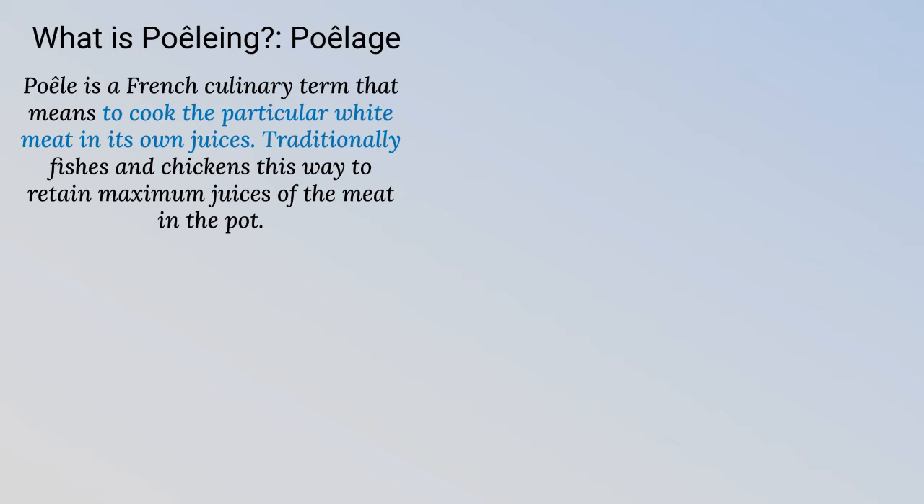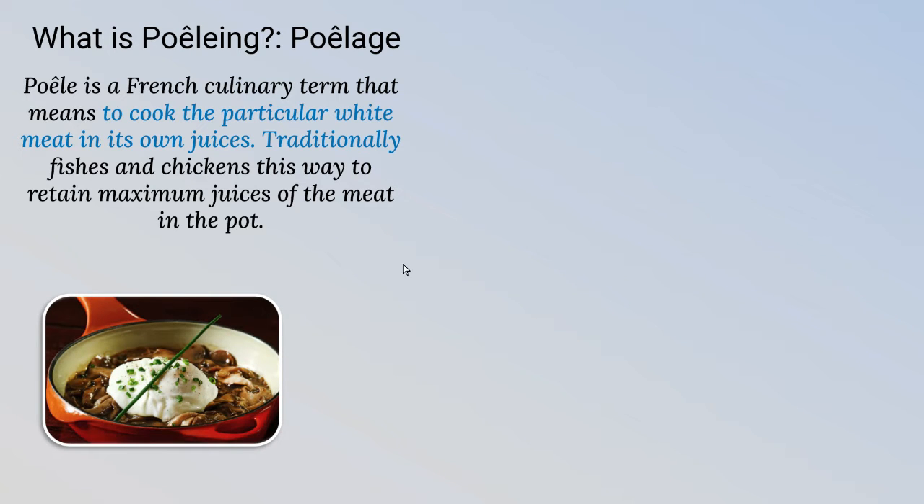So what kind of meat do we normally prefer for poêling? White meat. How is it to be cooked? It will be cooked in its own juices. You can well understand it is very nutritious, very appetizing. And traditionally, what kind of meat do we go for? Fish and chicken. Clear? Okay, fine. This is how it is conducted. The poêling is conducted in a poêling pan.